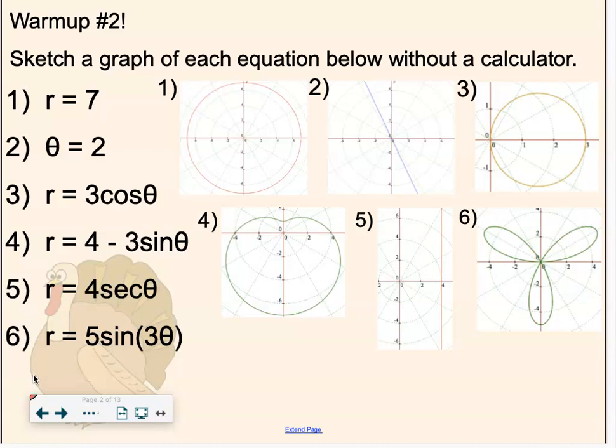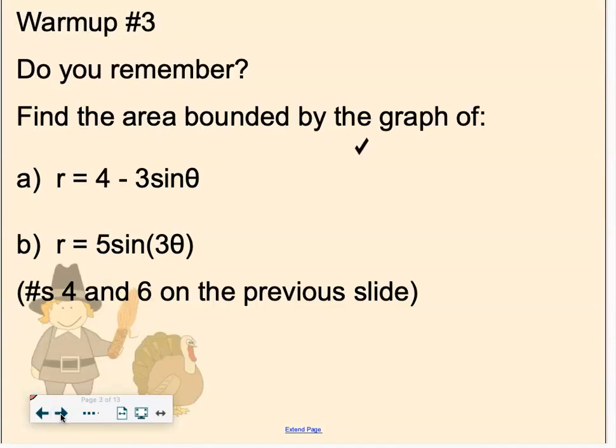All right, so we got to work a little bit on our polar graphs, but that's okay. All right, I have a third warm-up, but let's just do this in our seats. Okay, got a lot of warm-ups today.